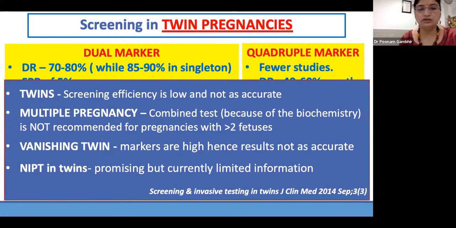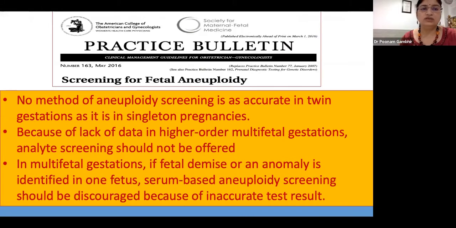In multiple pregnancies, that is more than 2 fetuses, combined test is usually not recommended. Vanishing twins, the markers are very high, hence the results are not as accurate, and we should defer from biochemical screening. And NIPT in twins is promising, but currently all the labs have very limited information. So what the latest guidelines say is that no method of aneuploidy screening is as accurate in twin gestations as it is in singleton.